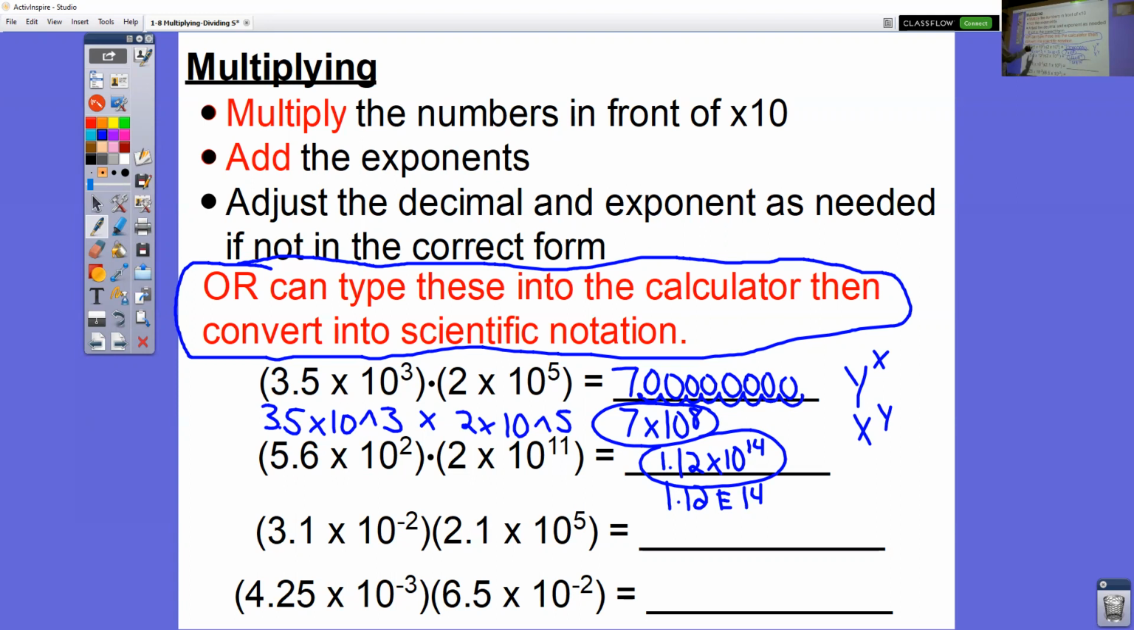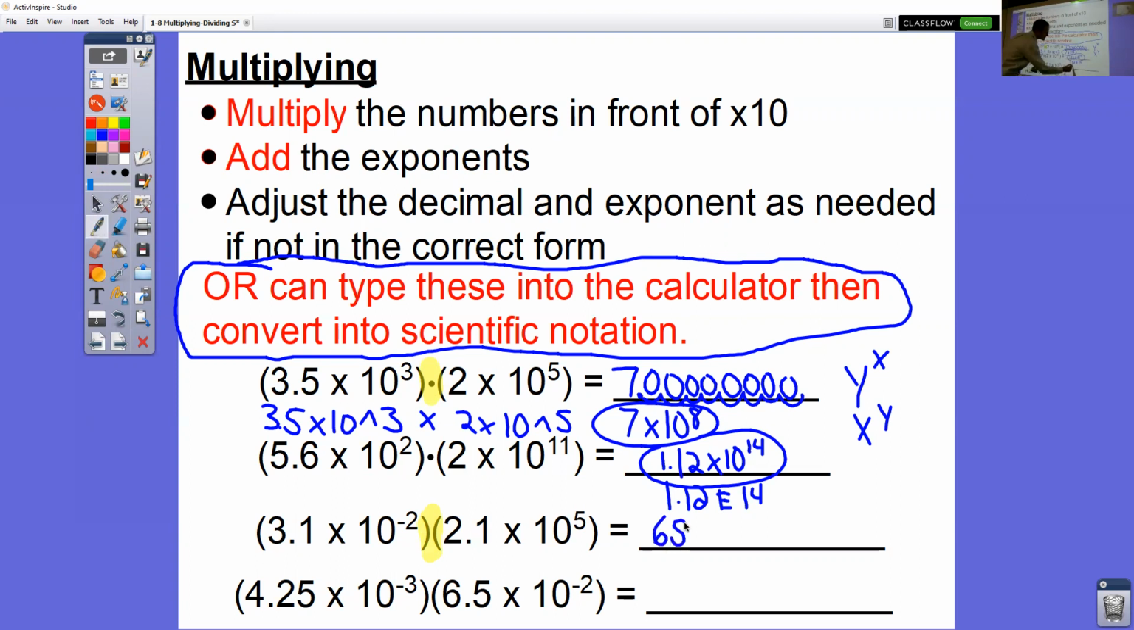Now notice there were two different ways to do multiplying questions. You might have parentheses with a dot in the middle, but you also might have no dot in the middle. You might just have parentheses that are right next to each other. All of those mean times. So type that into the calculator.